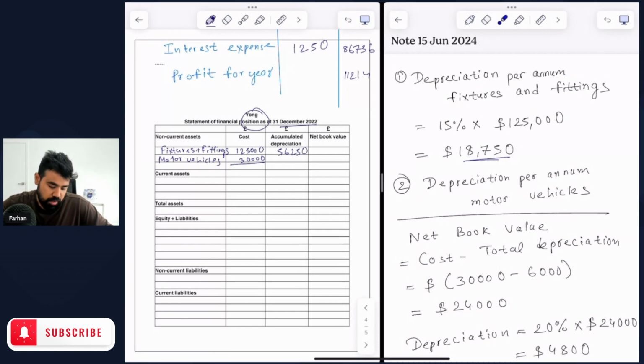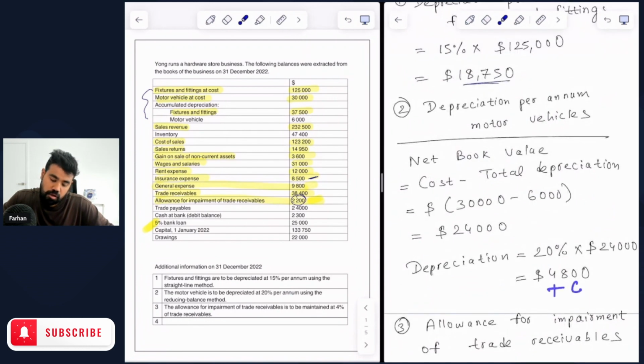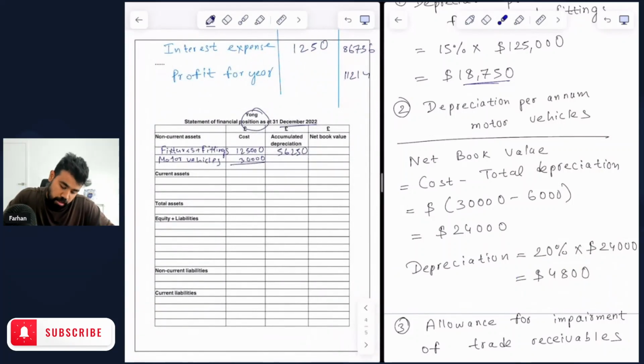Now let's repeat the same thing for motor vehicles. For motor vehicles, the accumulated depreciation, or the total depreciation for previous years of usage, is $6,000. Added to the depreciation that we calculated for this year of $4,800, it gives us a total of $10,800. So $10,800 is what we need to include here for motor vehicles, and that takes care of the accumulated depreciation for fixtures and fittings and motor vehicles.